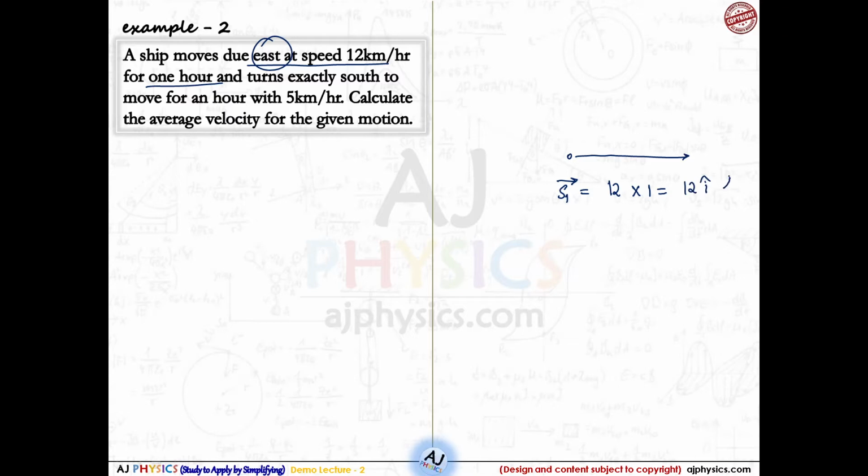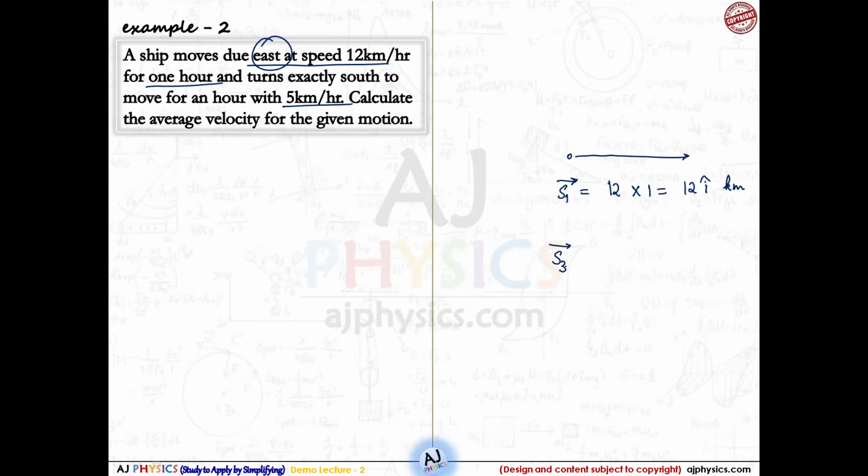Okay, so this is 12 kilometers the ship is covering in the east direction in 1 hour. Now, after some time, it turns exactly south with the speed of 5 kilometer per hour. Fine. So, as this is a two-dimensional plane, I am not able to draw 3D in this 2D. So, what we can do is suppose the direction.